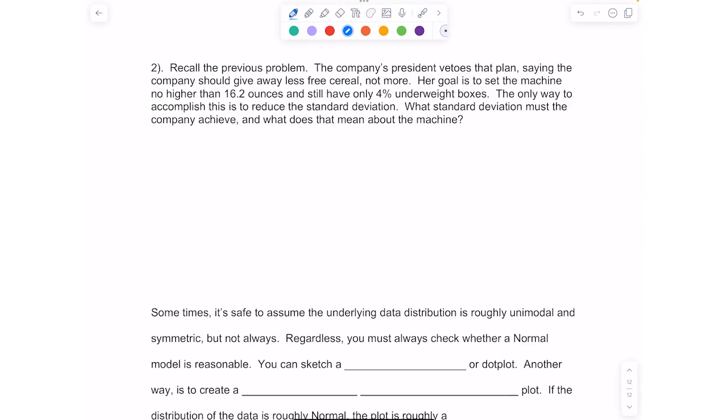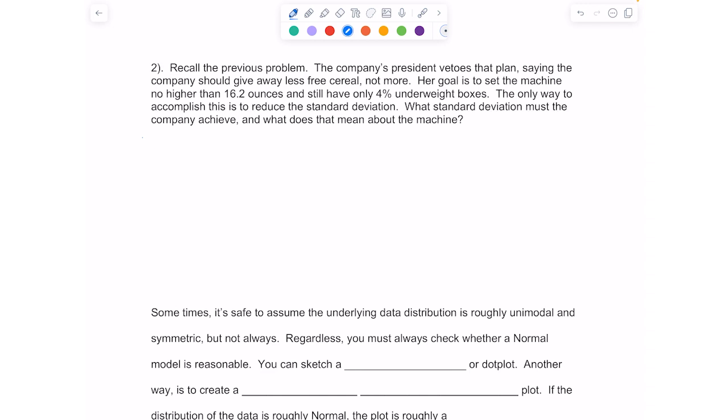Okay, using that same problem, same values, the company's president vetoes that plan, saying the company should give away less free cereal, not more. Her goal is to set the machine no higher than 16.2 ounces and still have only 4% underweight boxes. The only way to accomplish this is to reduce the standard deviation. What standard deviation must the company achieve, and what does that mean about the machine?